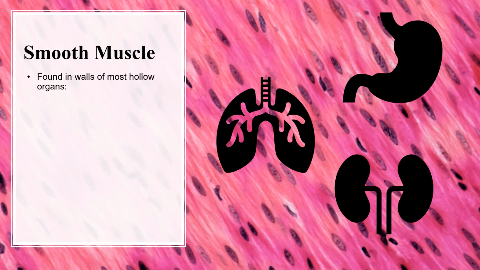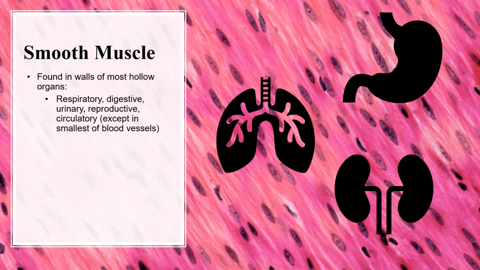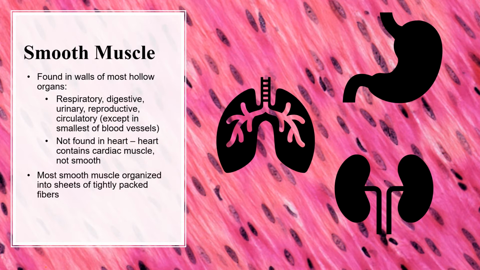So smooth muscle is going to be found in the walls of most of the hollow organs. So this is going to include the respiratory system, digestive, urinary, reproductive, circulatory. It's not going to be found in the very smallest of the blood vessels, and it also is not going to be found in the heart. So the heart is going to have cardiac muscle, not smooth muscle. So again, you'll hear all about cardiac muscle when you get to 50B.